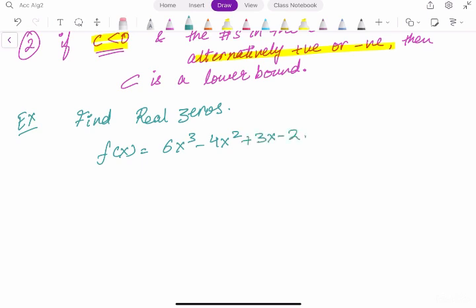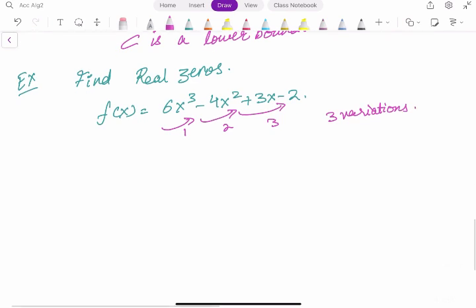Now if you remember, we have done the rational factors or rational roots previously, we will use that method again. So with this function, I can understand that there are three variations. So I know there will be three positive roots or one positive root. Why one? Because 3 minus 2, that is 1.